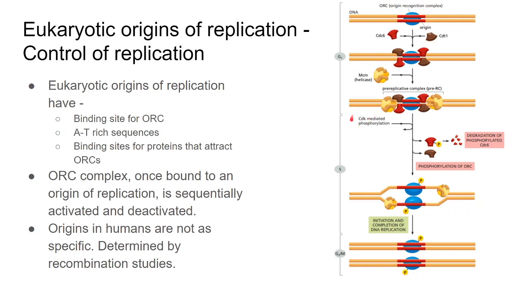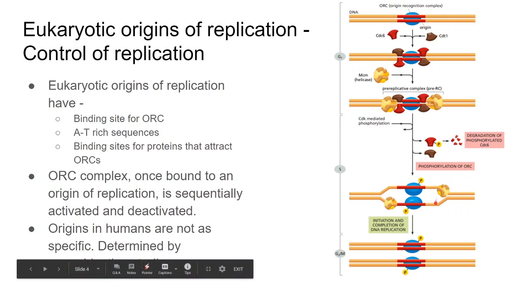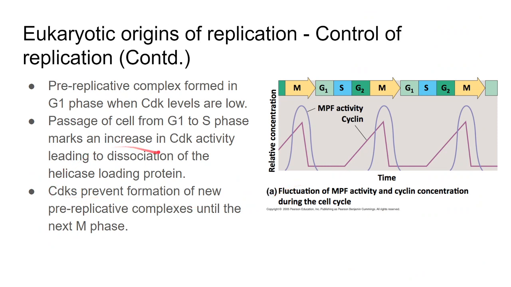When CDK levels go up, so cyclin-dependent kinase, these are kinases, and these can phosphorylate the proteins to make them leave and activate some proteins. So the effect of phosphorylation is dependent on the protein itself. Some proteins are deactivated by phosphorylation, some proteins are activated by phosphorylation. So it depends on the protein. So you have CDK-mediated phosphorylation, which will lead to the removal of certain proteins and activation of certain others. That's why an increase in CDK activity leads to the dissociation of helicase loading protein.